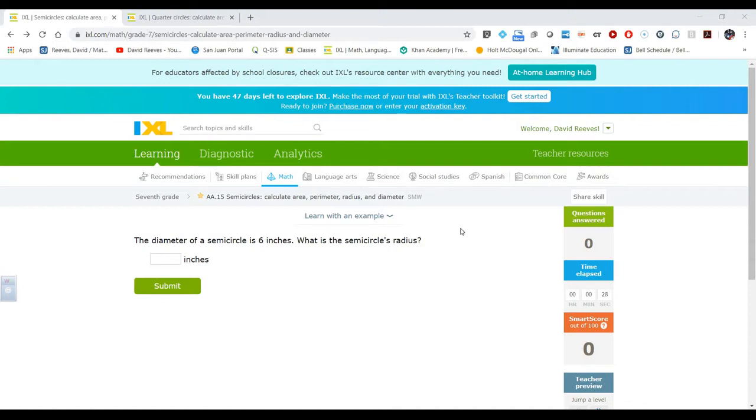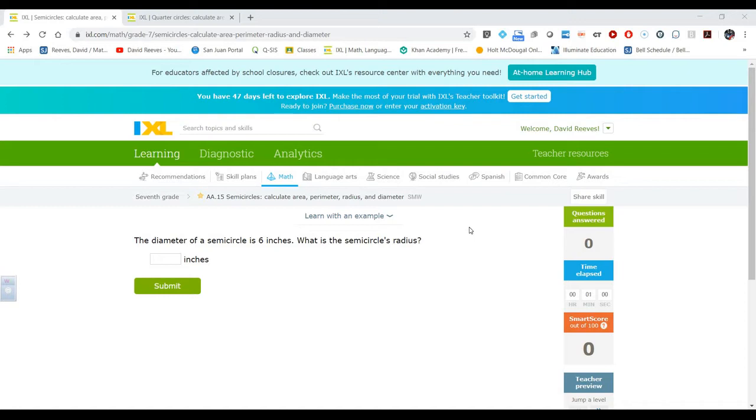We're now looking at area of semicircles and quarter circles. In the last video, which I hope you watched and took notes on, we found the formula for finding the area and also the perimeter of a semicircle and the area and the perimeter of a quarter circle. So we're going to solve some problems in IXL using first semicircles and the formulas for those, and then we're going to come back into the quarter circles. Hopefully this will be helpful to you as you try to do these on your own.